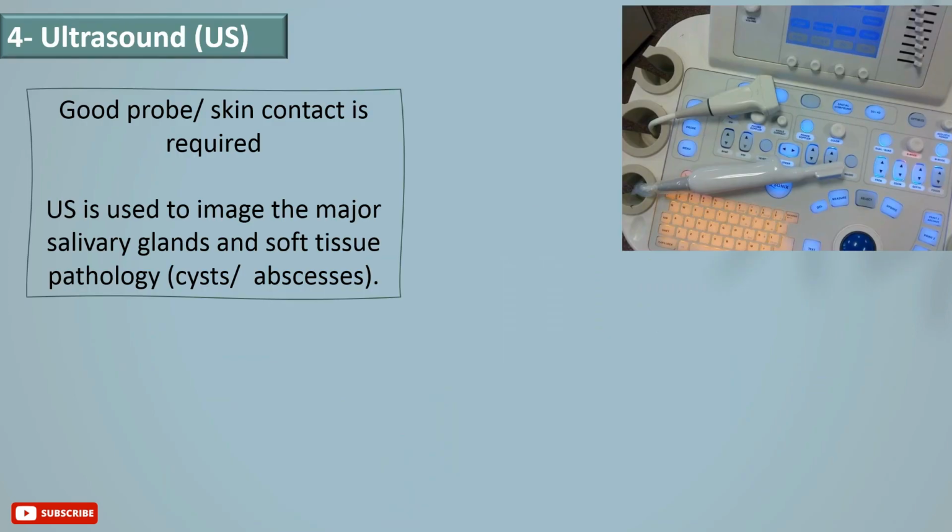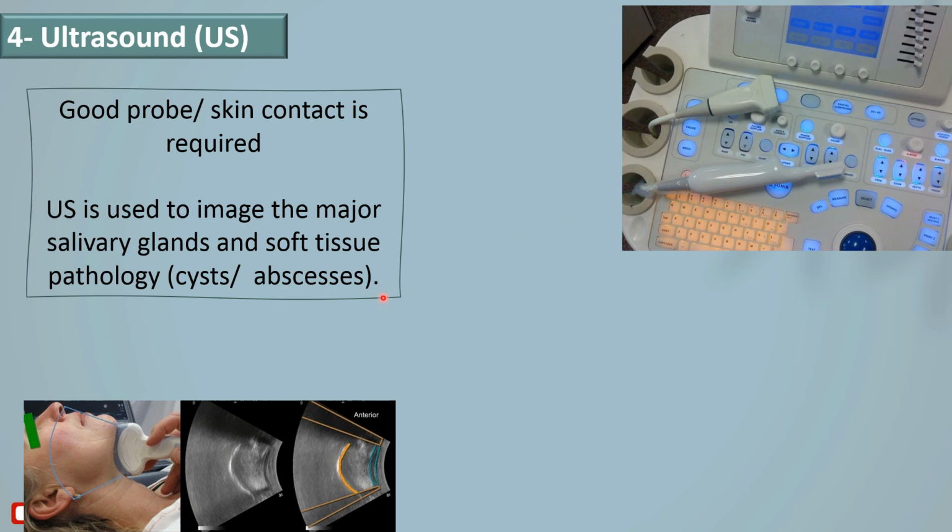Number 4. Ultrasound. This imaging technique does not require the patient to be placed in a machine. Instead, a probe is used and it must come in tight contact with the skin or with the intraoral mucosa, and that's why a gel is used in between the probe and the skin or mucosa. This method is used to view salivary glands and soft tissue pathologies.